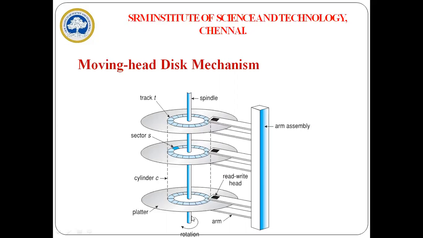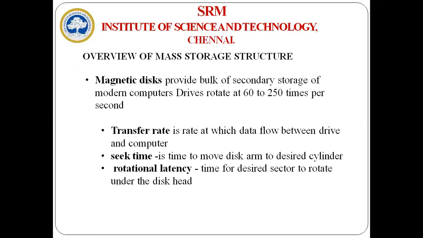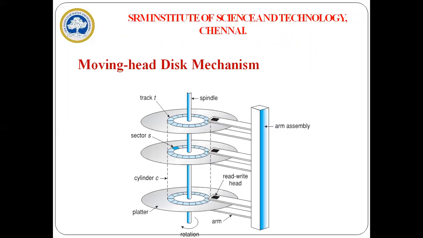Now we have to know some basic terms. What is transfer rate, seek time, and rotational latency? Transfer rate is nothing but the data flow between your drive and your computer. So how much time it will take for the flow between computer and drive. Then seek time. What is seek time? It is the time necessary to move the disk arm to the desired cylinder. So this is our disk arm. How much time it will take to move the disk arm to the desired cylinder? That is nothing but seek time.